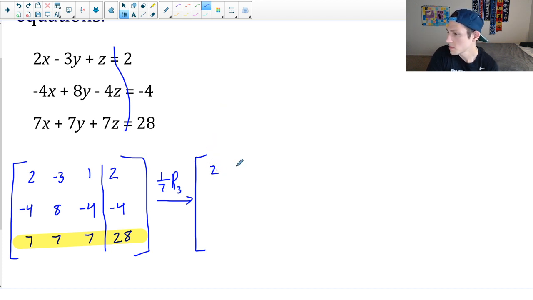So these top rows will stay the same. 2, -3, 1, 2, -4, 8, -4, -4. Then 7 divided by 7 is 1, 7 divided by 7 is 1, 7 divided by 7 is 1, and 28 divided by 7 is 4.